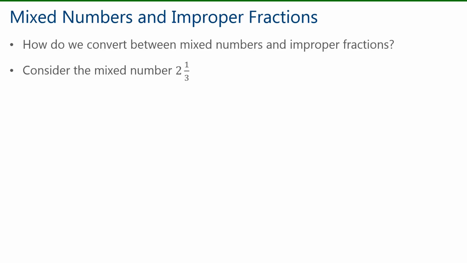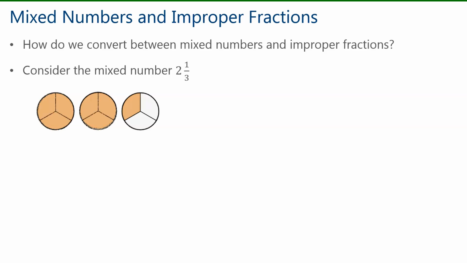So if I want to represent 2 1/3, I can draw two wholes and 1/3 of another. I could take those two wholes and I could split those into thirds. And then what I see is that I have 7 of those equal sections shaded. The whole has been divided into thirds, so we know that 2 1/3 is the same thing as 7 thirds.